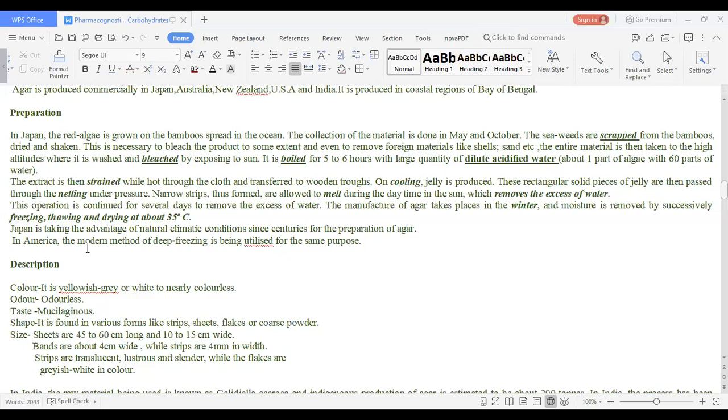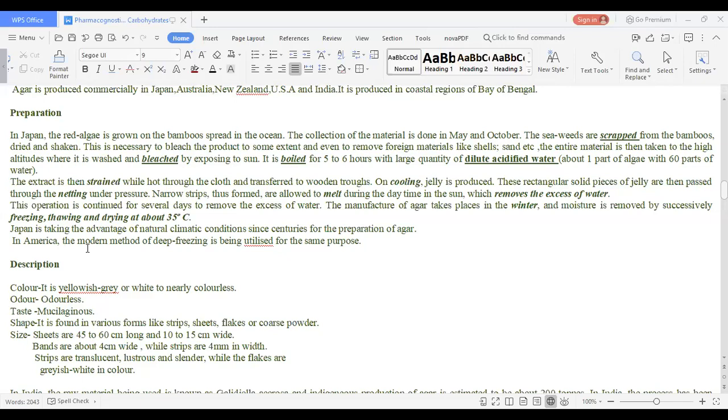These rectangular solid pieces of jelly are then passed through netting under pressure. Again, here also the straining material is nothing but the net. Narrow strips thus formed are allowed to melt during the daytime in the sun, which removes the excess of water. This operation is continued for several days to remove the excess of water.